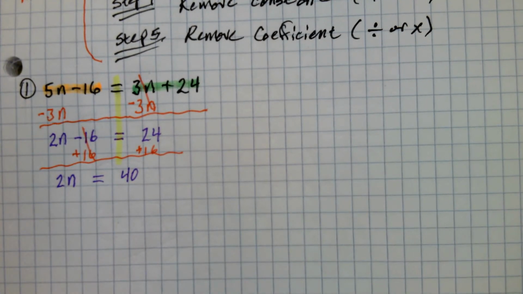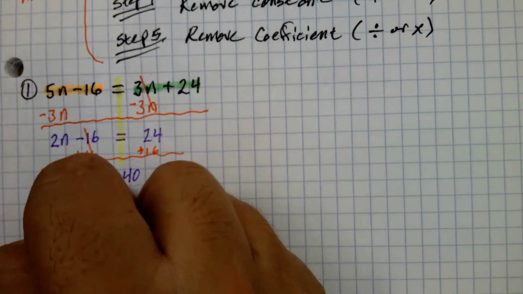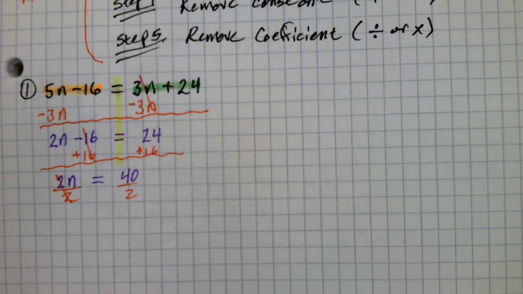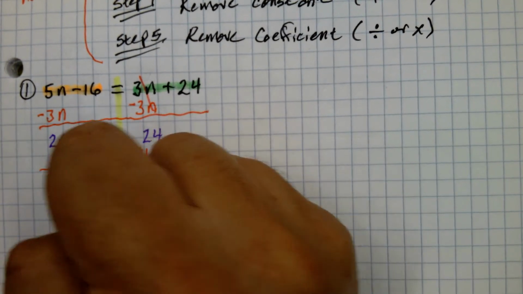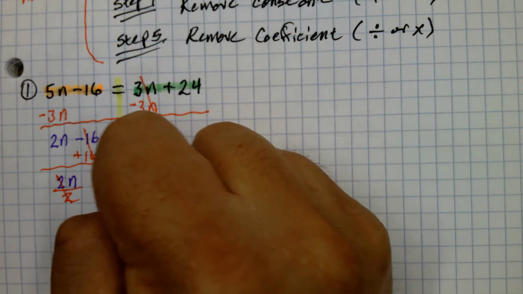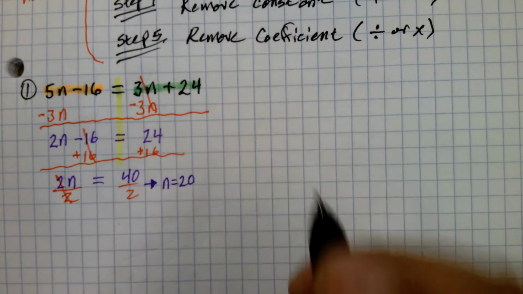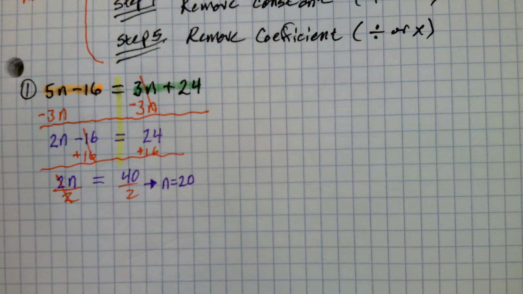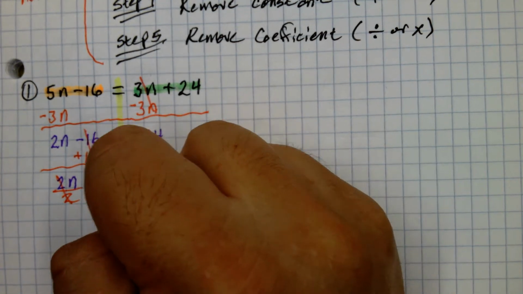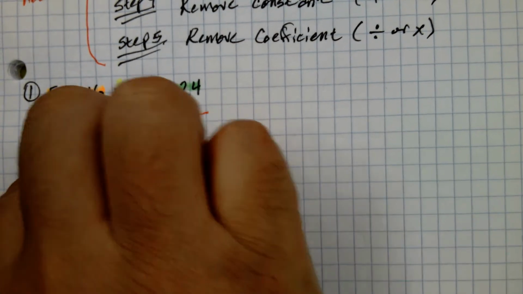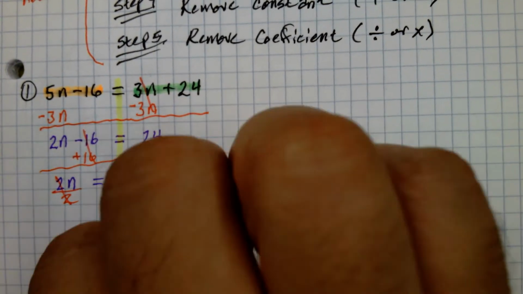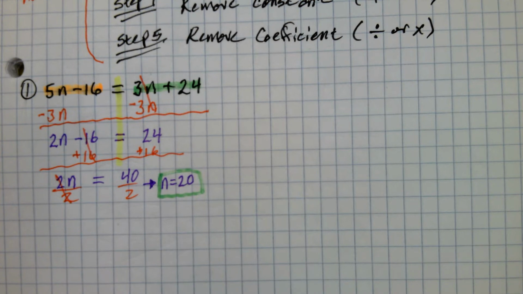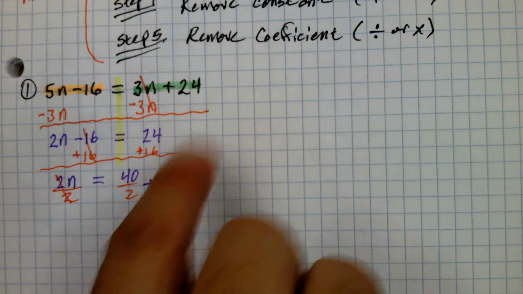And now we get rid of the 2. For space's sake, I'm going to write my answer over here this way. So 40 divided by 2 is n equals 20. So the answer is 20. So 5 times the number subtracted by 16 is the same as 3 times the number added to 24. And that number turns out to be 20. Any questions?